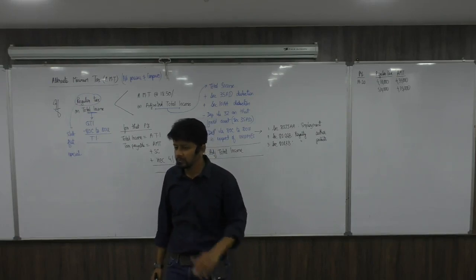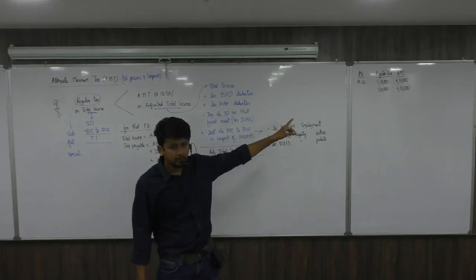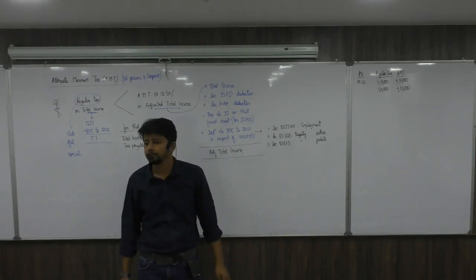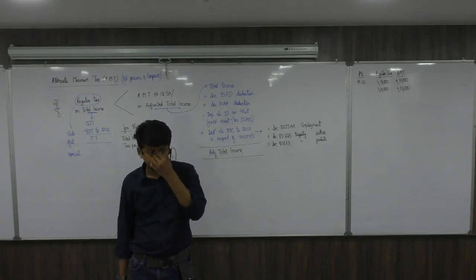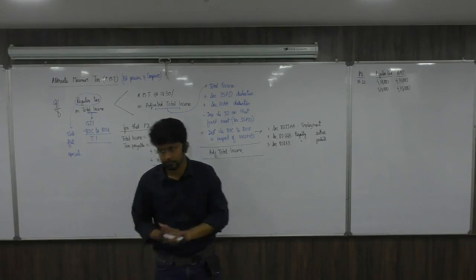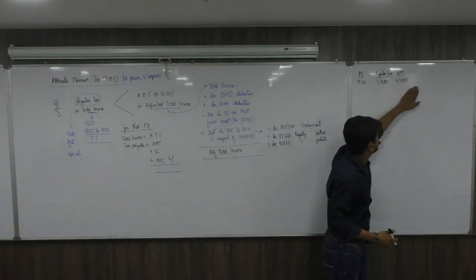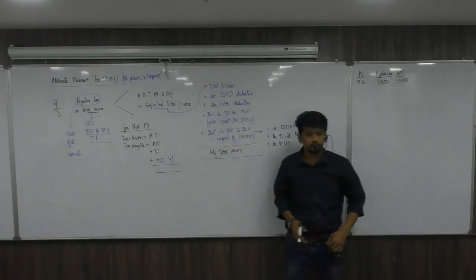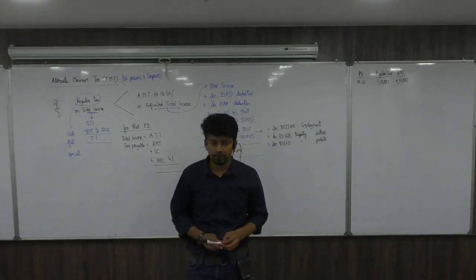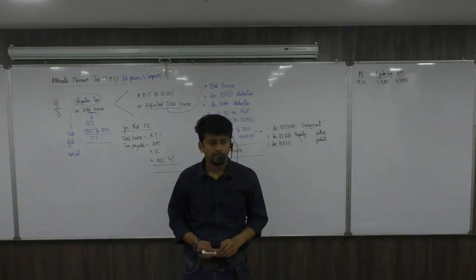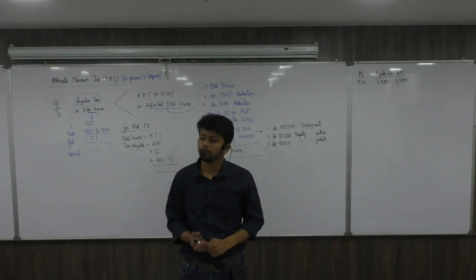Matlab koi bachcha ye samajh sakta hai? Regular or AMT which is higher? Yahan tak samjha? Come to this example and explain something to me. Regular kitna? 4,10,000. AMT कितना? 4,35,000. मैं कितना भरू?